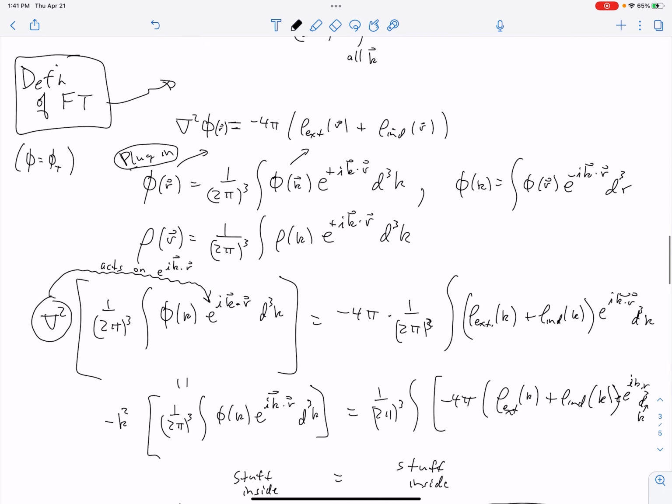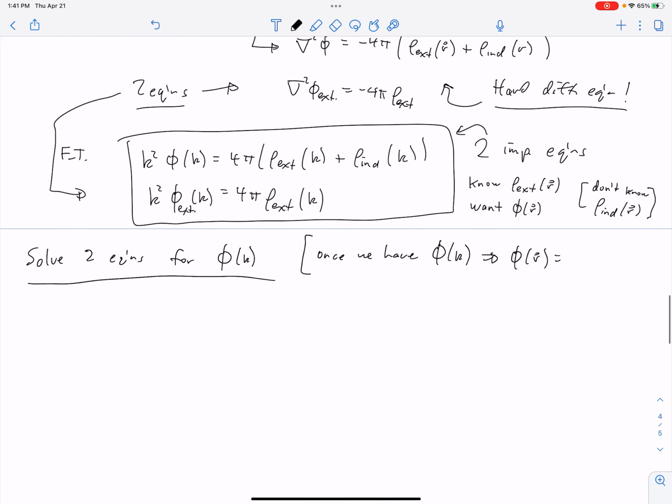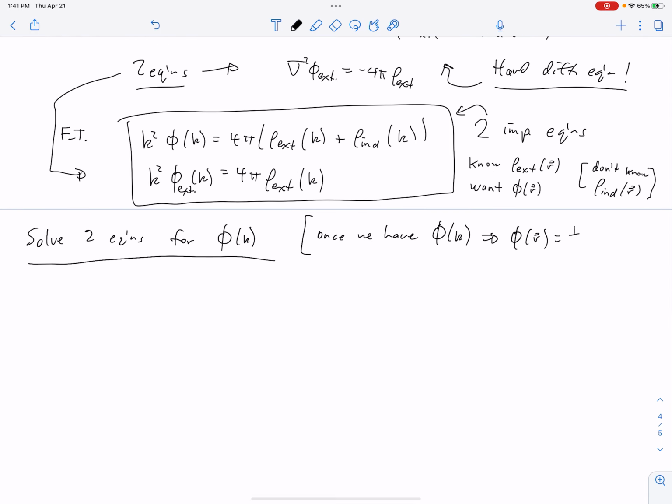Where did I put it? Yeah, 1 over 2 pi cubed e to the plus i. Yeah, okay. Then phi of r is equal to 1 over 2 pi cubed times the integral of phi of k times e to the i k dot r, d cubed k. So once we have phi of k, we can always get phi of r by doing that reverse Fourier transform. But we'll still have to deal with that induced charge, rho induced of k. That's the big problem.